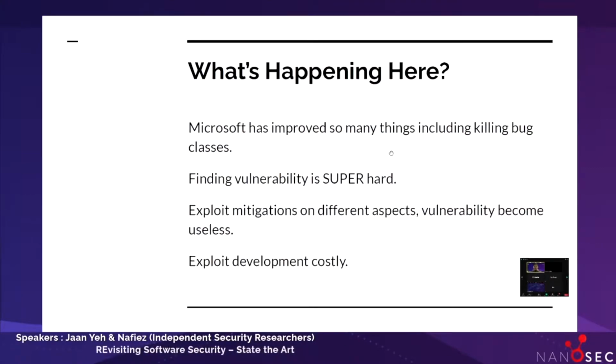What's really happening here is Microsoft has improved so many things over the past few years, including killing bug classes. This is also making fighting vulnerabilities super hard and not as straightforward as before. On the other hand, the exploit mitigations on different aspects make some vulnerabilities useless. Even if you have a usable vulnerability, weaponizing it is very expensive, as it takes time to develop a fully working exploit.